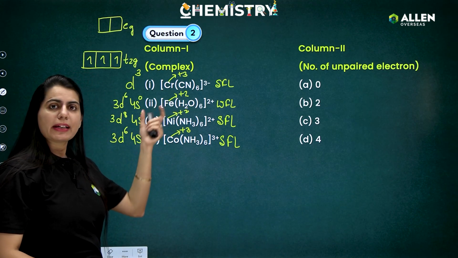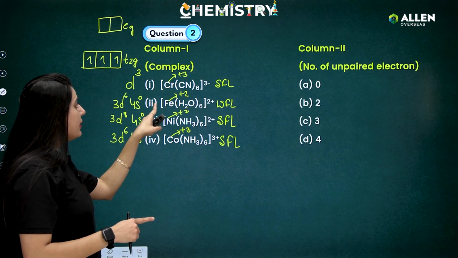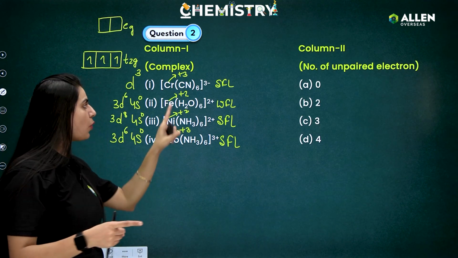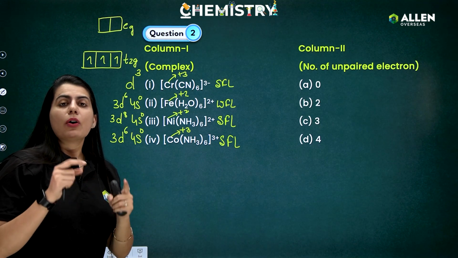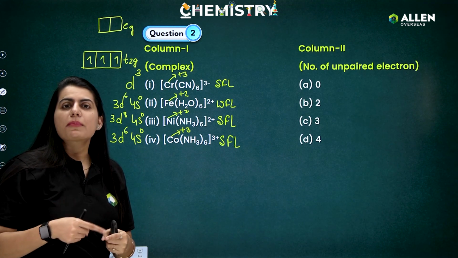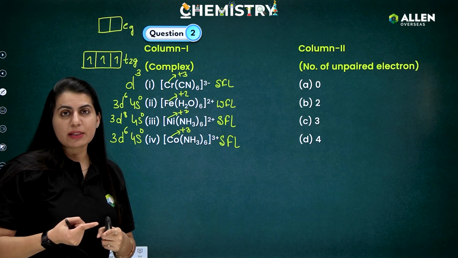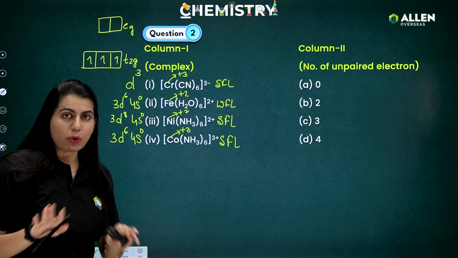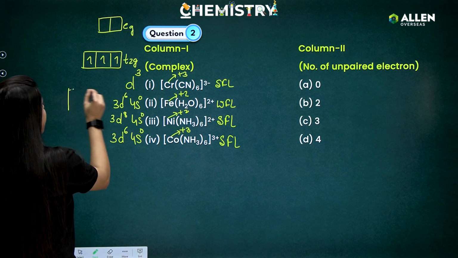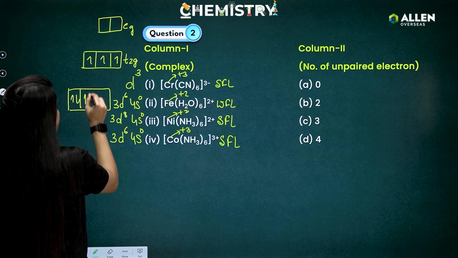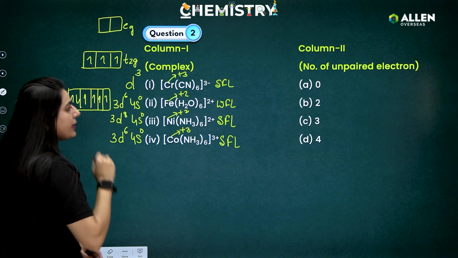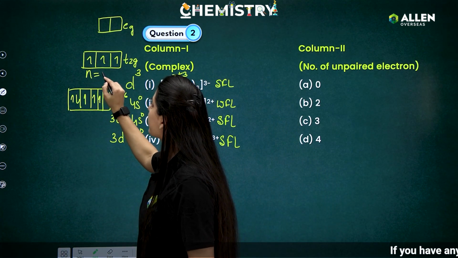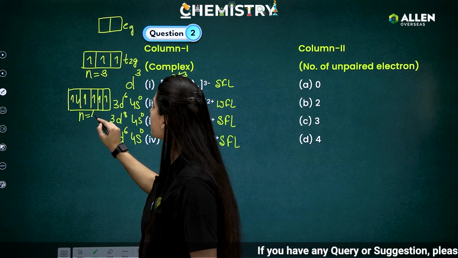If I talk about this particular complex where iron has 3d6 configuration, will pairing take place? No, because water is a weak field ligand, which you can keep in mind, and that knowledge comes from your spectrochemical series. You need to learn that spectrochemical series. So here 3d6 means number of unpaired electrons will be 4 as it is. So if I fill 3d6, it clearly gives us an idea that the number of unpaired electrons is 4. So number of unpaired electrons is 3 in the first case, and 4 in the second case.